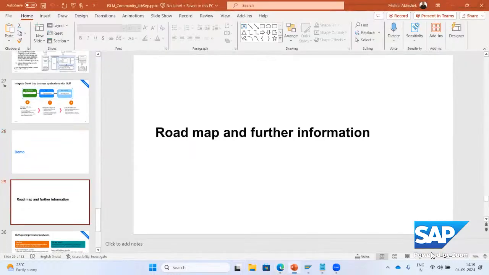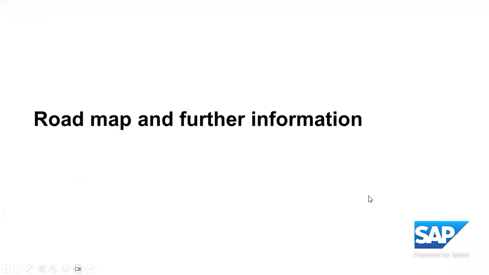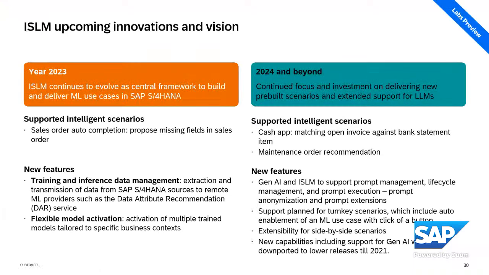With this, I'll also move to the further information. So we'll start with the roadmap, or what are the upcoming innovations and visions. So with 2023, we supported use cases like sales order auto completion, which we also saw in the demo. We also supported a lot of new capabilities such as training and inference data management, which Preeti also talked about.